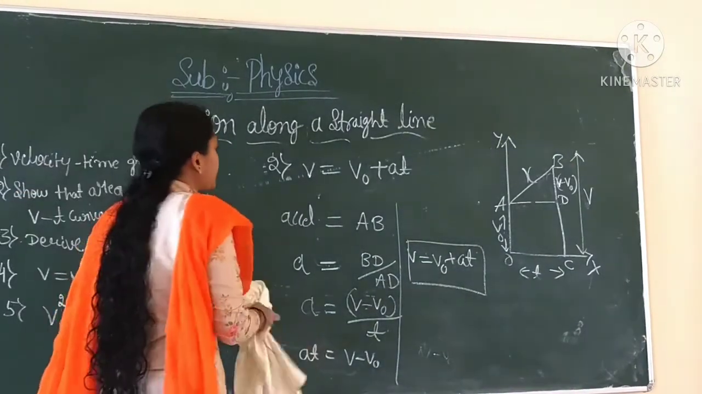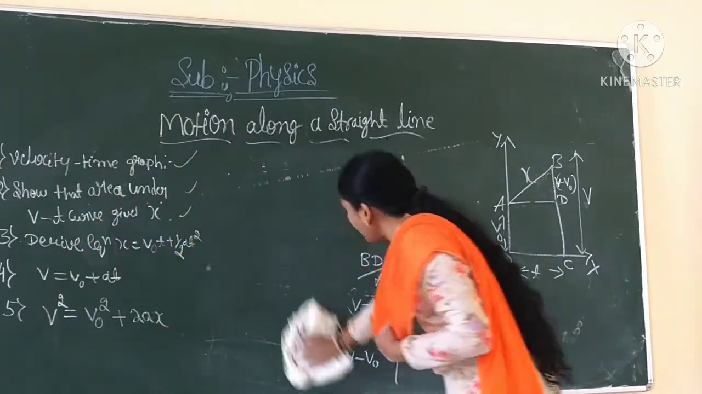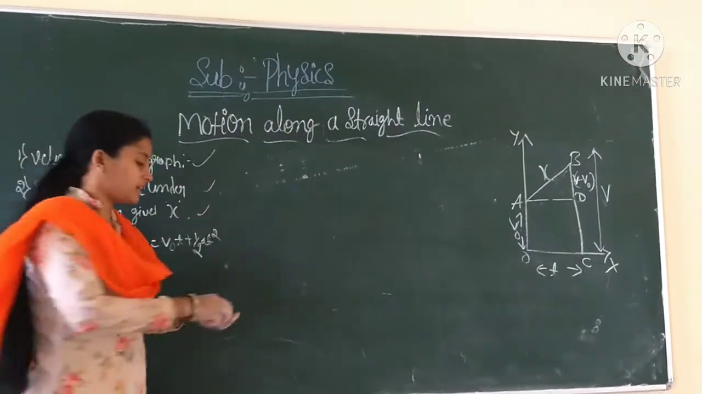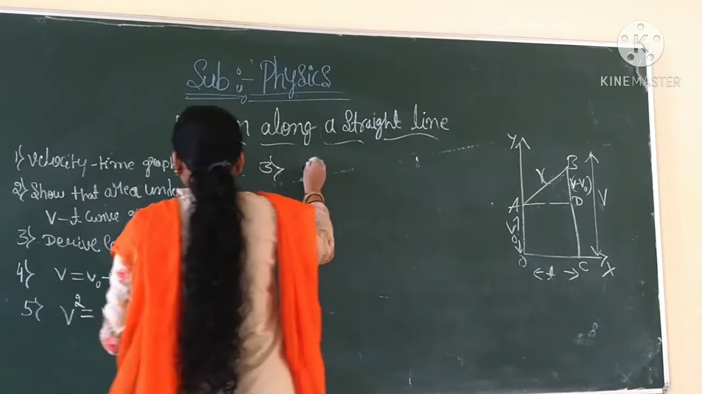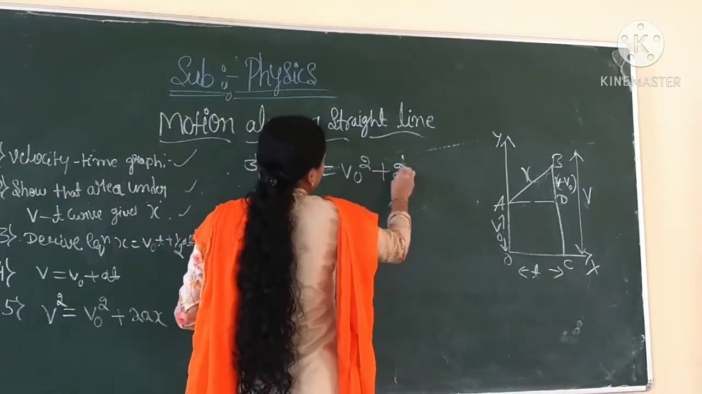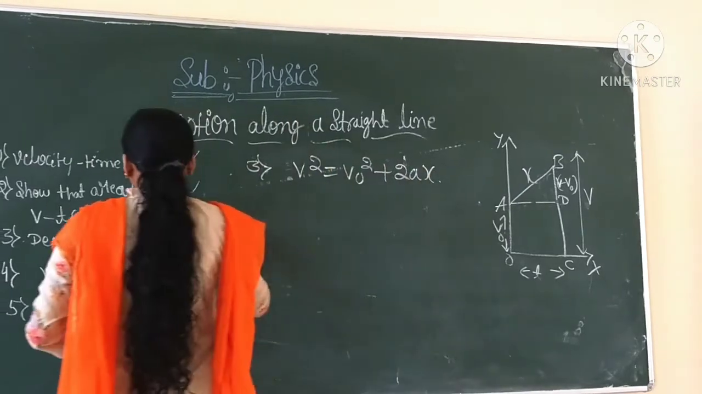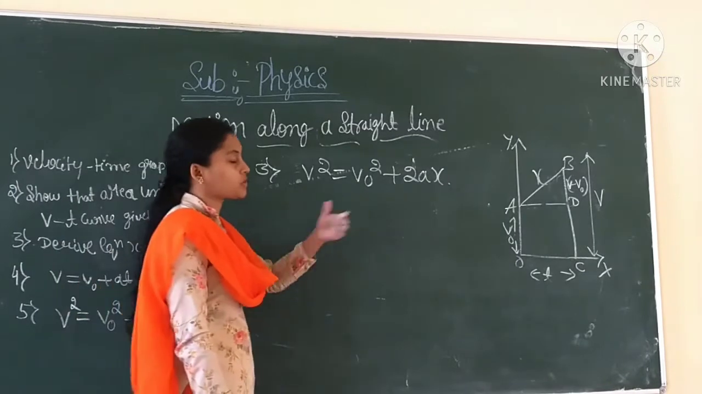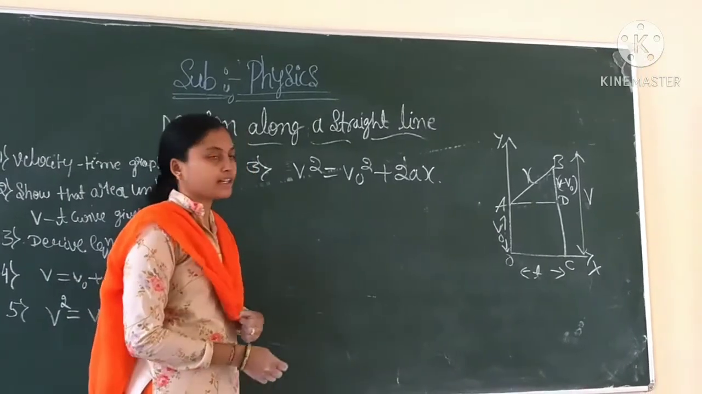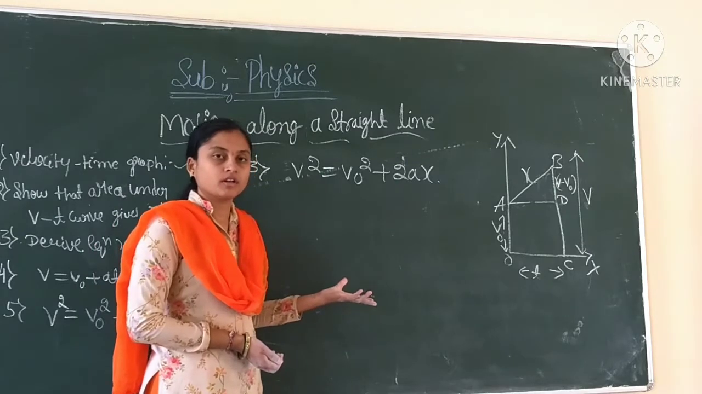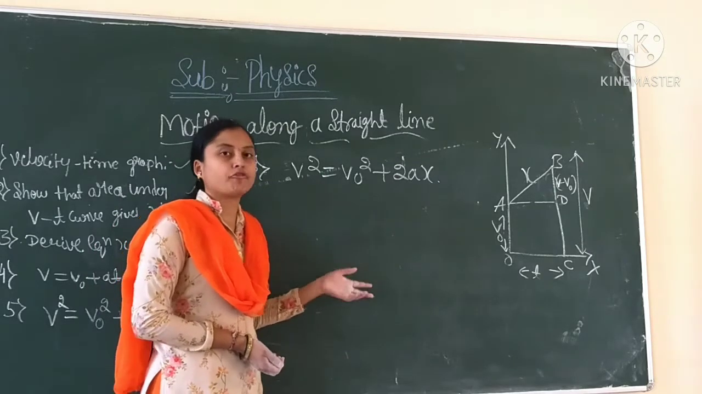Then move to the third one. Diagram is same. Explanation is also same. We take the third one: V square is equal to V naught square plus 2AX. Third derivation by using the VT graph. Again, we consider the object or body moving with a uniform acceleration.